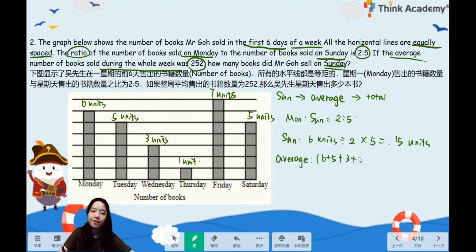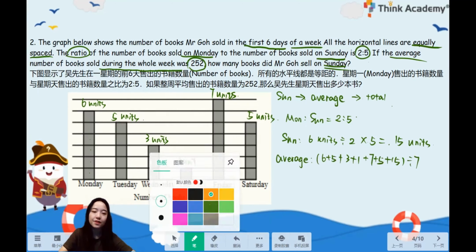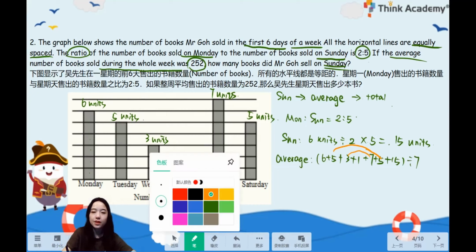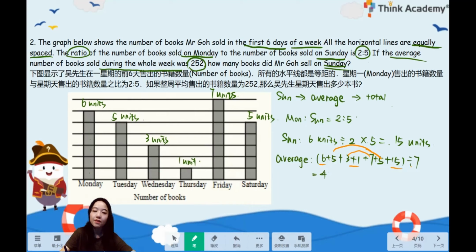And then to find the average, we need to know the total, which is 6 plus 5 plus 3 plus 1 plus 7 plus 5. Don't forget, we still need to add Sunday, divided by 7 days. In the brackets, you can calculate even faster by making tens. Round numbers are much easier. Like 5 and 5 add up to 10. 3 and 7 add up to 10. Then we just need to calculate the following 3 numbers, which are 6, 1, 15, making 22. So in the parentheses, we should get 42.